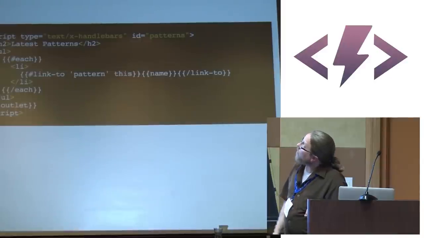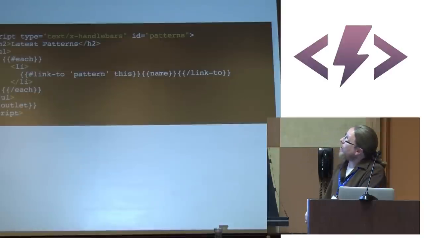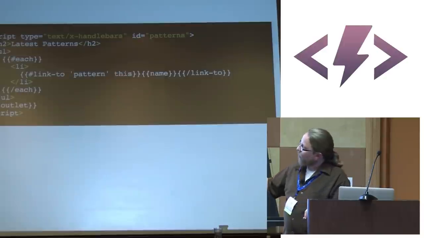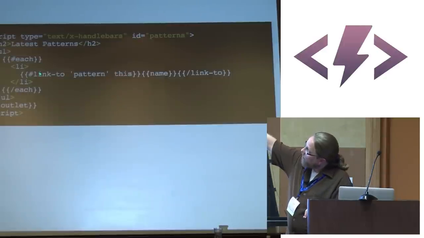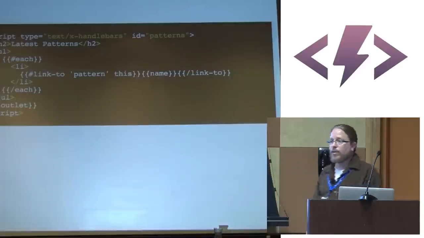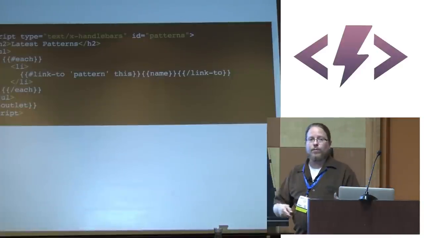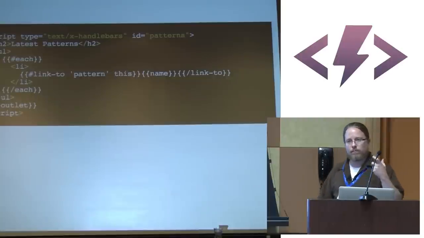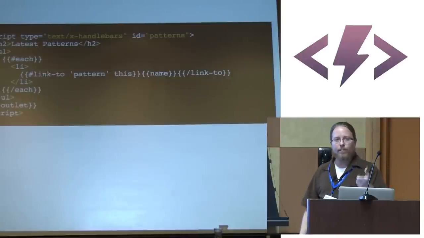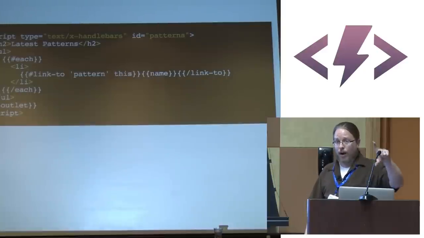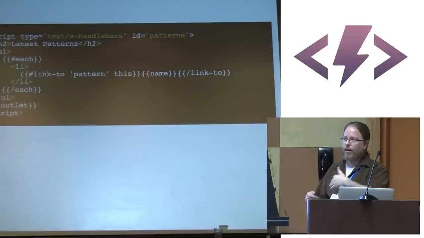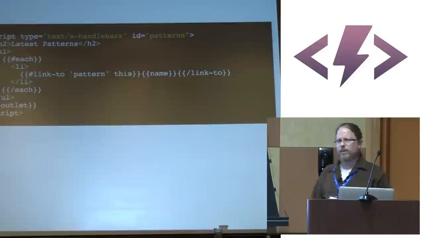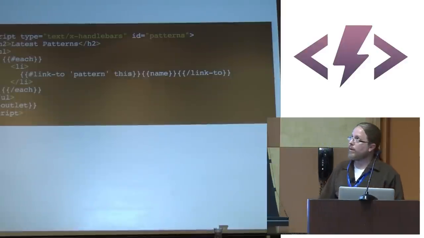So let's see. This is the template for the patterns index itself, where we're looping over each of the patterns, generating an LI that links to the pattern, and then another outlet. And so inside of any template, if you're going to nest additional content, you just add another outlet. And controllers and routes that you've set up to be nested in your router will be progressively rendered inside of whatever parent template is in place for them. I hope that makes sense. I don't think I said that as clearly as I could have.